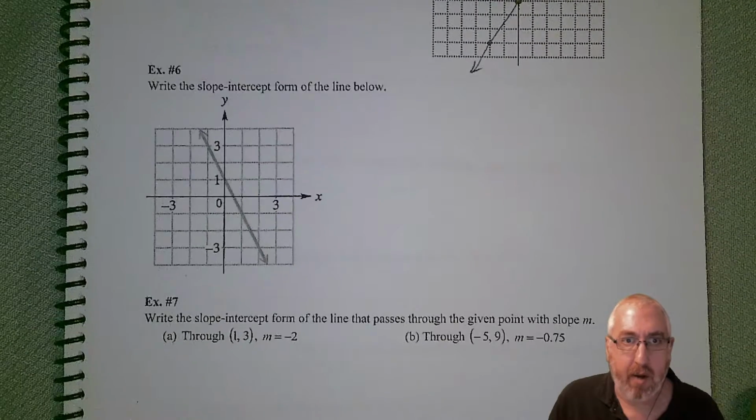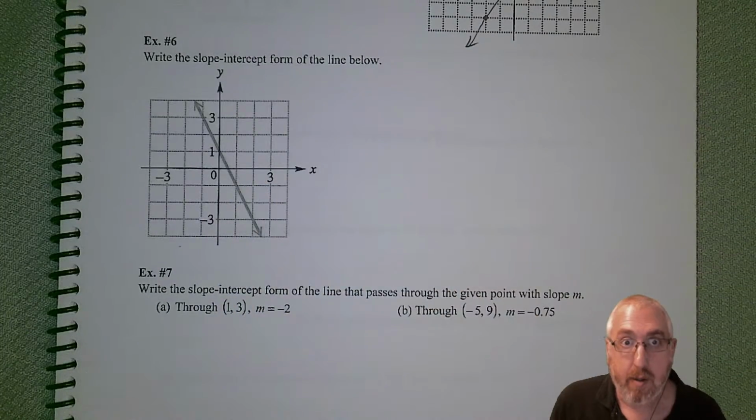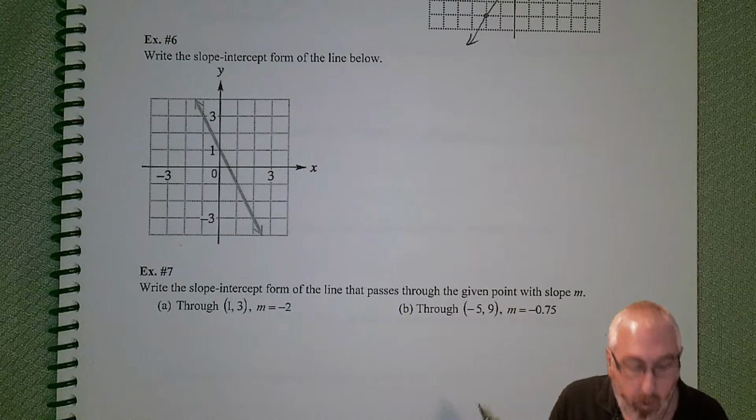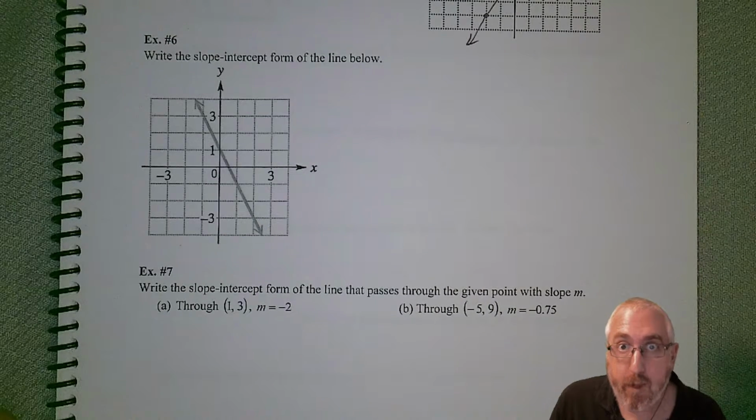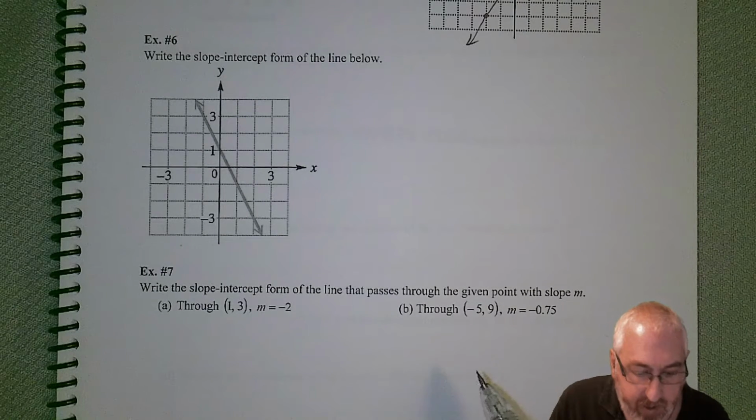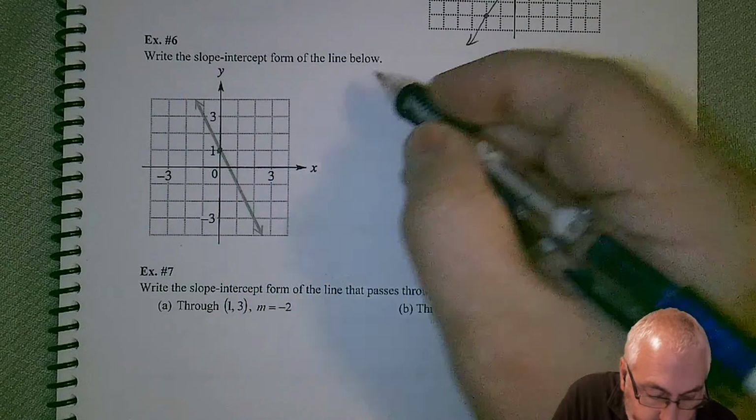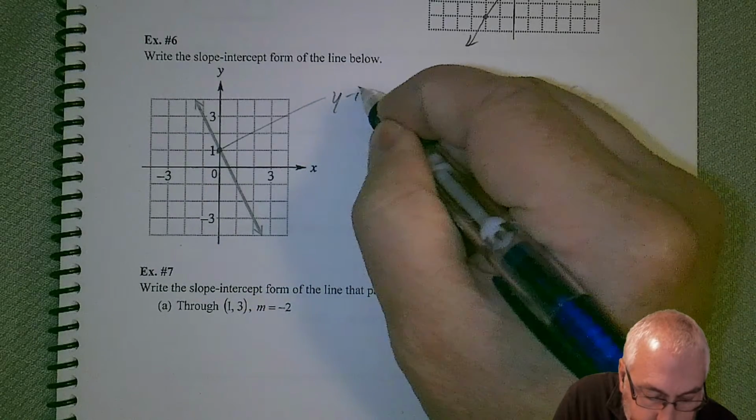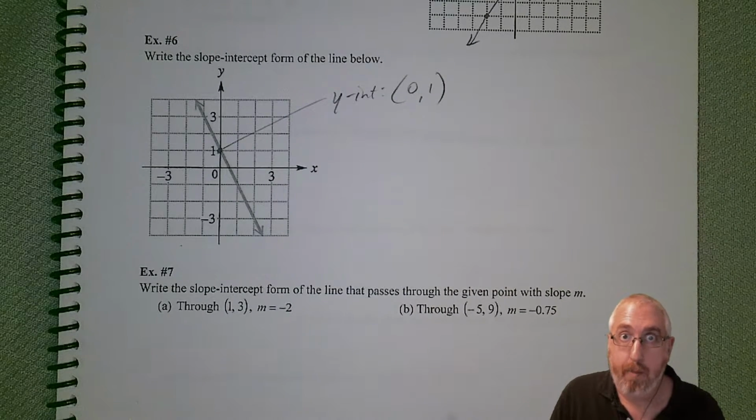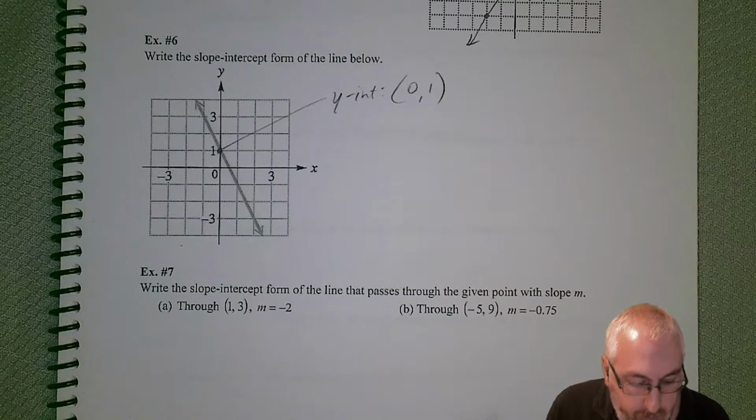Let's try another application. So this one wants you to write the slope-intercept form of the line below. So we have this line. What information can we pull from it? Well, the first thing, if we know intercepts are our key values to find, our y-intercept is right here. And so we can quickly say that our y-intercept is 0, 1. All right, so there's one critical piece. The next piece is our slope.